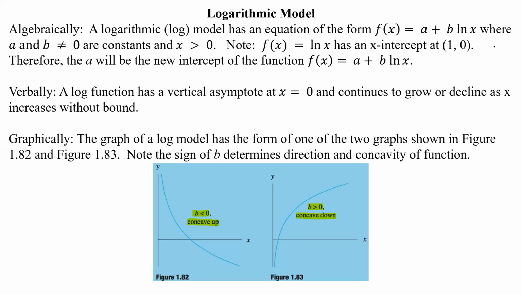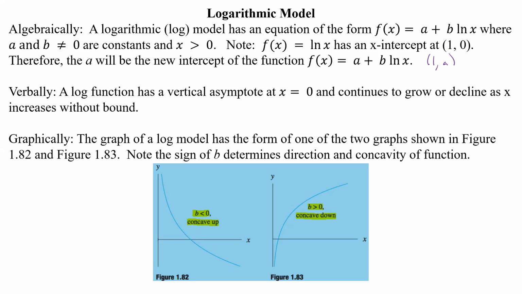Now note, when you have f of x equals ln of x, we have an intercept at (1, 0). Now, when we have a added in, the new intercept is actually going to be of the form (1, a). All right, and so that helps us look at things as transformations. The b also has an effect, but the key thing is our intercept here.